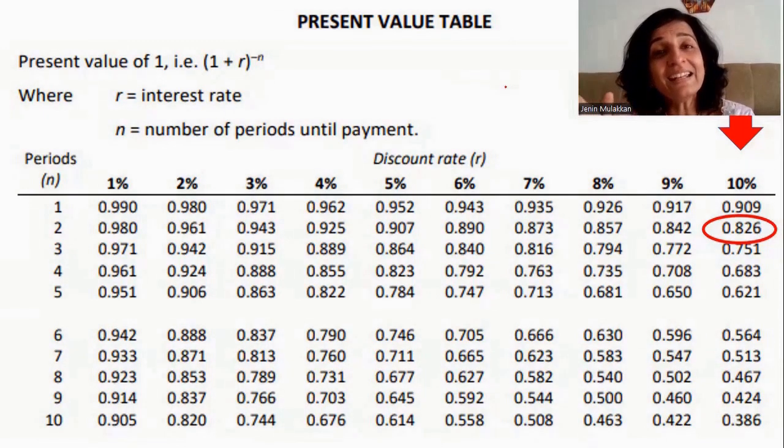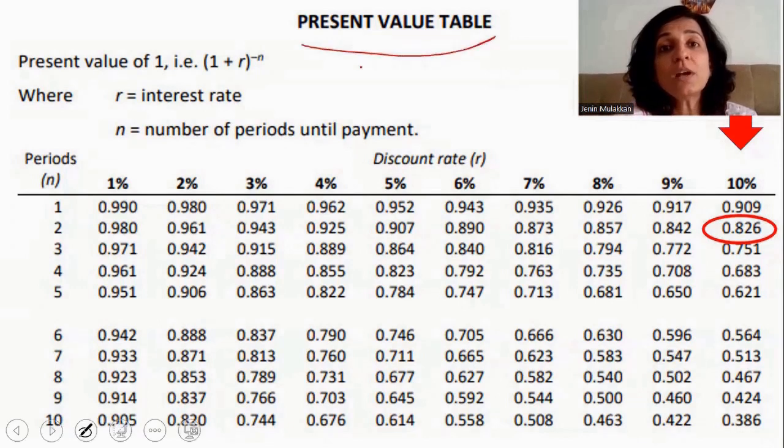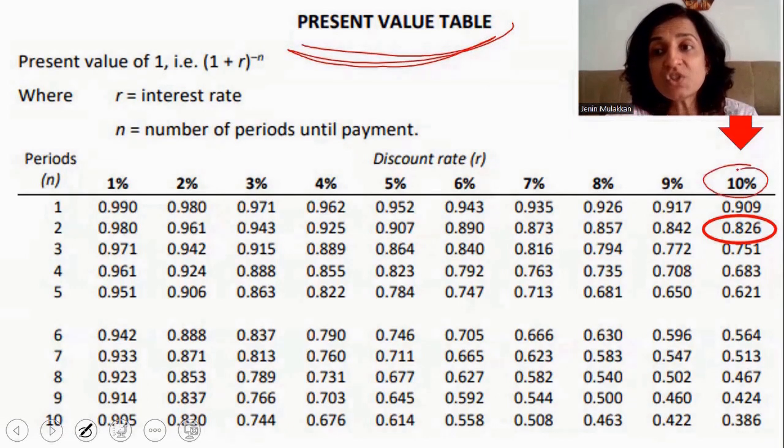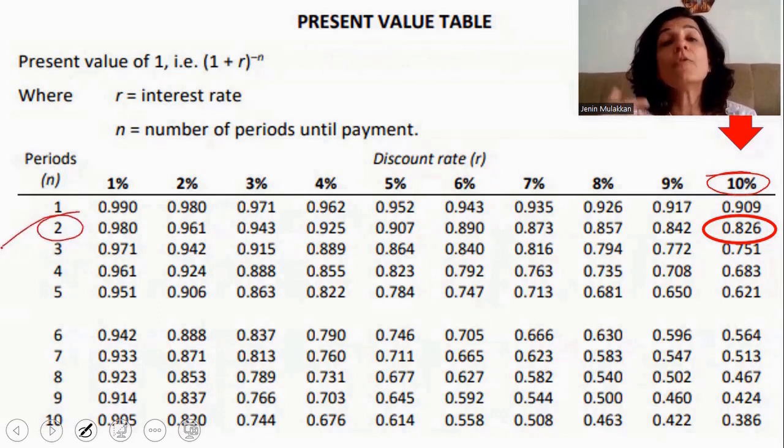So instead of calculating the discount factor with the help of a calculator, that is 1 divided by (1 plus r) the whole raised to n, all that we have to do is look up the present value table. Just look at the percentage and also look at the year for which the discount factor has to be calculated. So we can just pick the figure instead of using a calculator to get the answer.